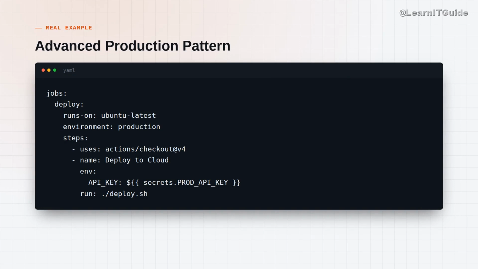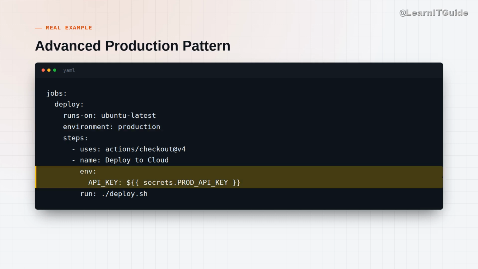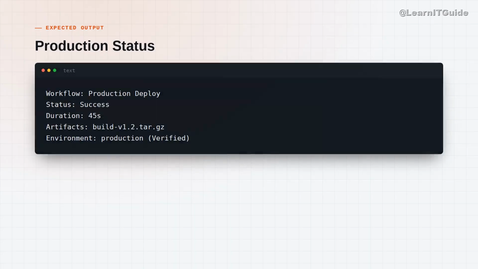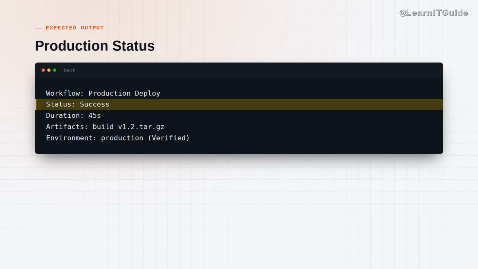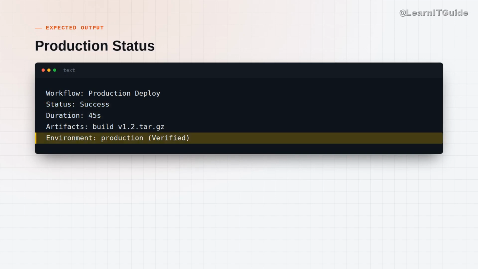For production, you need more than just tests. Here, notice we add an environment block on line 4. This allows us to use environment protection rules. Most importantly, on lines 8 and 9, we inject a secret. You never hardcode credentials. You use the secret store, which ensures your sensitive keys are never exposed in your repository history. In the GitHub UI, you will see a green checkmark indicating a successful deployment. We also see the duration and verified environment status. This gives your team full visibility into what is running in production right now.